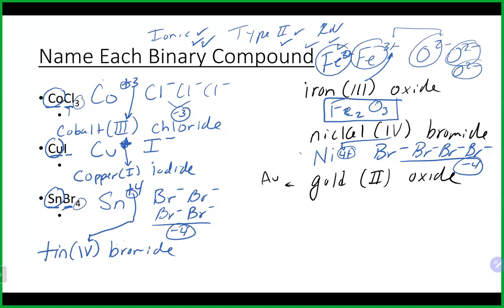And now I'm just going to come down here, I think, to write it. I got 1 nickel and 1, 2, 3, 4 Brs. And there you go. In terms of the formula, any questions on that one there?